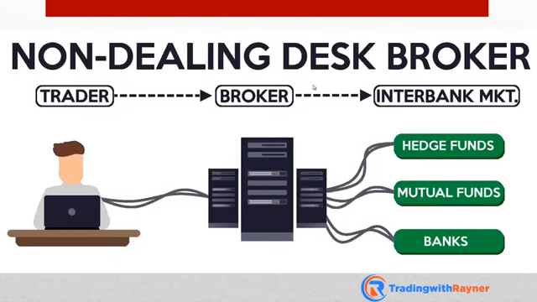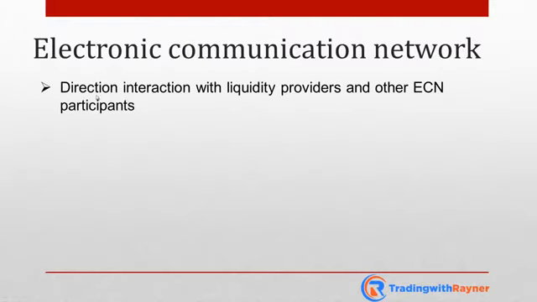So now, non-dealing desks, you have what we call ECN, Electronic Communication Network, and STP, Straight-Through Processing. So let's have a look, right? A non-dealing desk broker, for example, this one is an ECN. What they'll do is that the trader will trade with the broker, and the broker will just connect you directly to the interbank market, right? Means you can see the order flow of the other market participants for ECN. Okay, you can directly interact with other liquidity providers or other ECN participants, right?